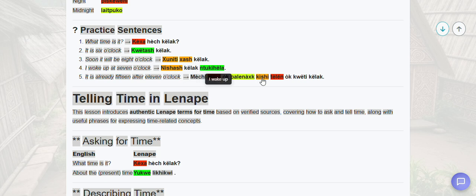Nishash këlak in Tukihela. And then when you want to say I go to bed at a certain time, you could say Telan ok kuti këlak nakawi. I go to sleep at 11 o'clock. And then it is already 15 after 11 o'clock. So we've already gone through this phrase. So mechi already. Telan ok palanok 15 kishi. After Telan ok kuti 11 o'clock clock.